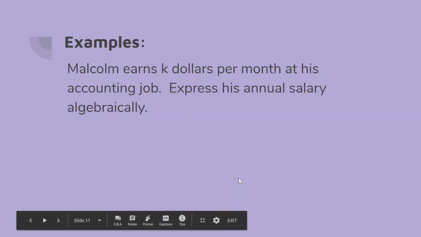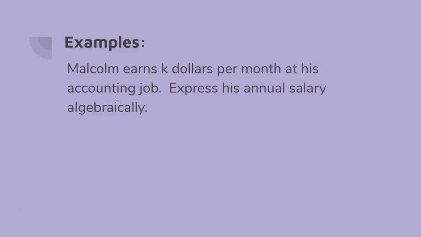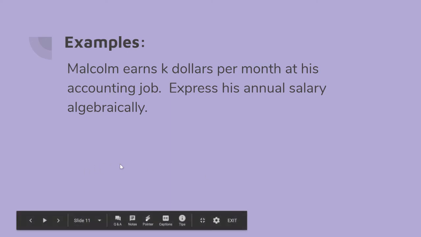Malcolm earns K dollars per month at his accounting job. Express his annual salary algebraically. So K dollars per month and you want to know his annual salary, and you need to display it algebraically. Hopefully you found that it is 12 times K, or 12K. Number of paychecks times the amount of the paycheck will give you his annual salary.